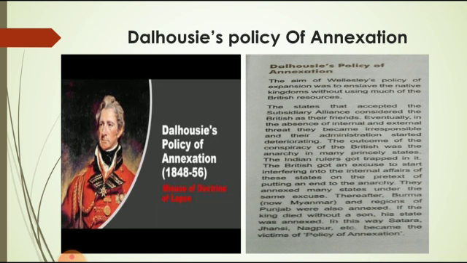They annexed many states. Now the British got an excuse. The Britishers are very smart. They wanted an excuse so that the people would not strive against them. So they got an excuse of interfering in the internal affairs of these states on the pretext of putting an end to the anarchy.